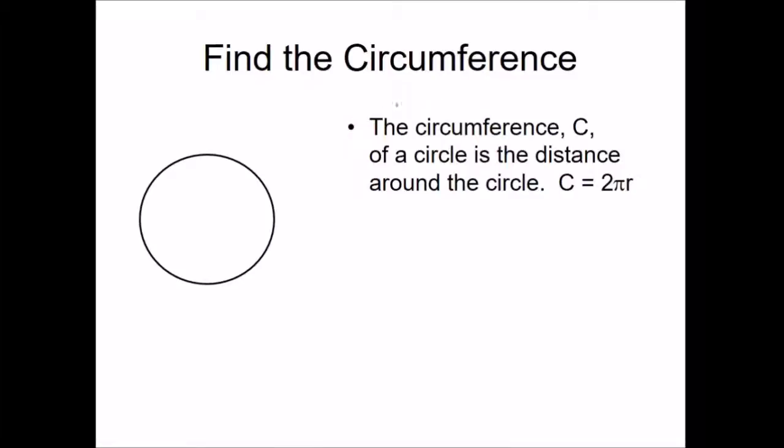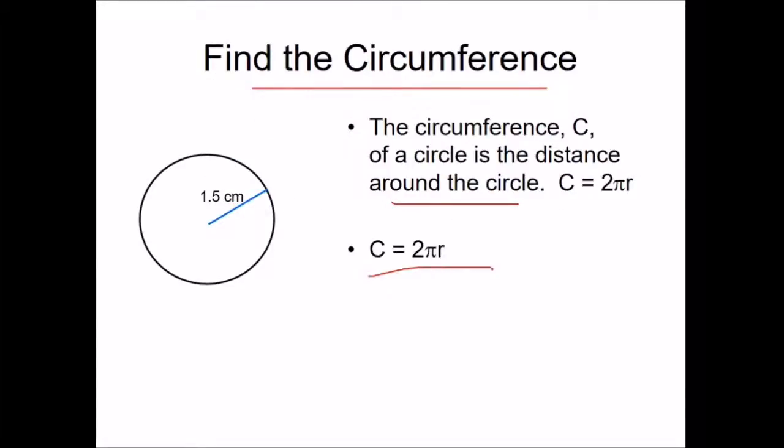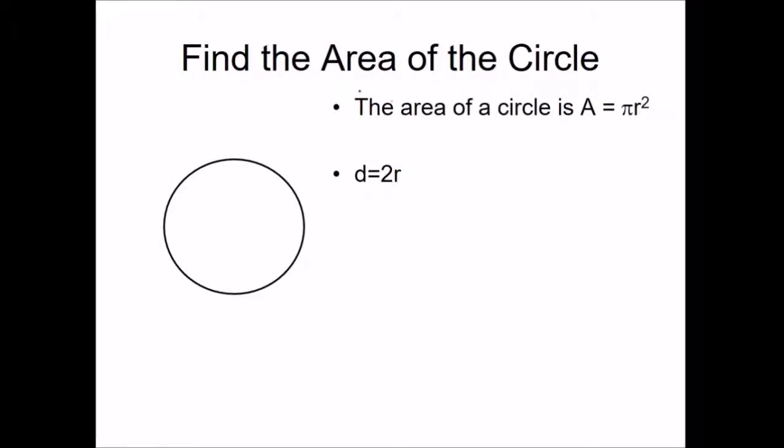So let us take the circumference. The circumference C of a circle is the distance around the circle, which is equal to 2 pi R. The radius is 1.5 centimeters. C is equal to 2 pi R. You have to compute the circumference. You just multiply 2 pi by 1.5 because 1.5 is our radius, which has been given. C will be 3 pi.